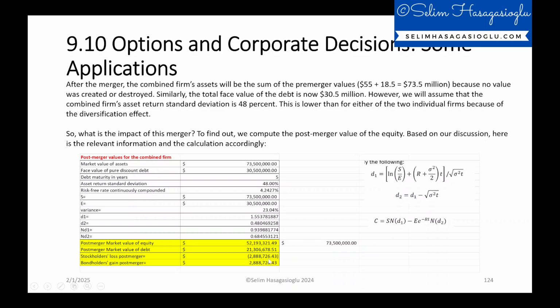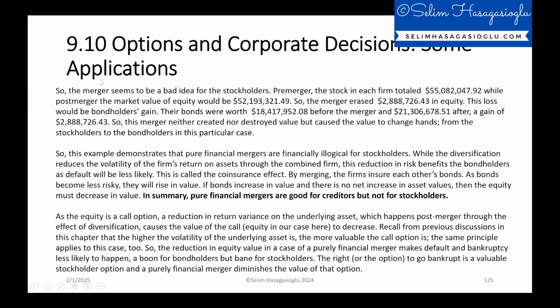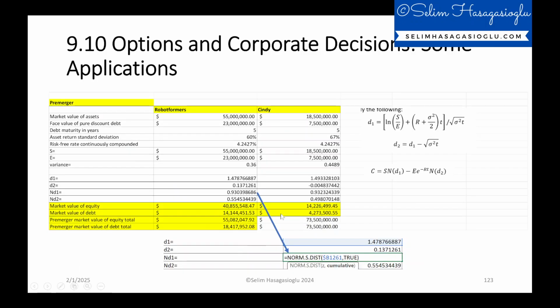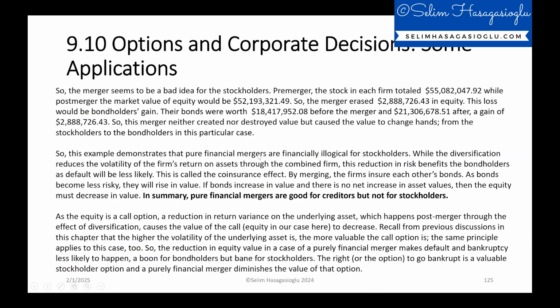And of course, these should be the same numbers because this is a zero-sum game, as we will see in the next slide, in a purely financial merger. So the merger seems to be a bad idea for the stockholders. Pre-merger, the stock in each firm totaled around $55 million, while post-merger, the market value of equity will be $52,193,321.49. So I'm talking about these two values in here. So the merger lost $2,888,726.43 in equity, and this loss will be the bondholders' gain.